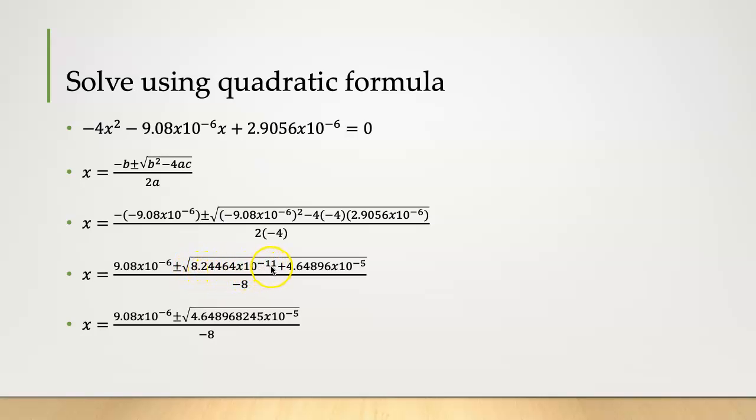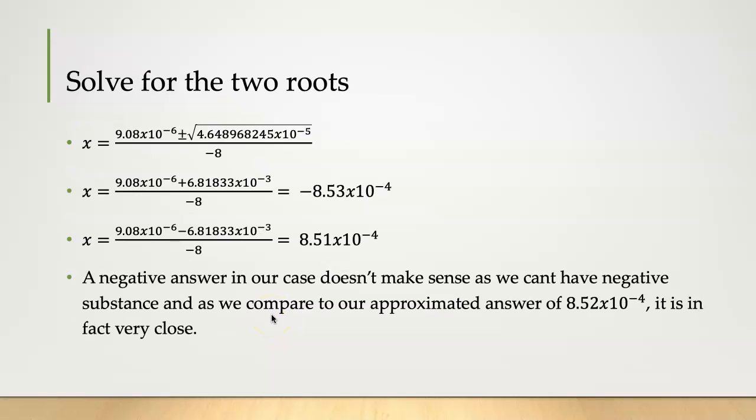So that way you get your 8.24464 times 10 to the minus 11 plus the 4.64896 times 10 to the minus 5th. Combine these terms so that way you can get the square root. Now remember, whenever you're solving for a square root, you're going to have two roots, the plus and the minus. So once you take the square root of your number, you're going to have a plus and a minus. And once you solve out for this x, you know that you have minus 8.53 times 10 to the minus 4 and positive 8.51 times 10 to the minus 4.